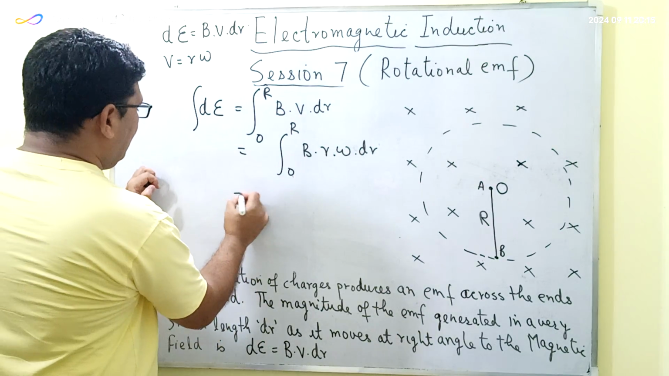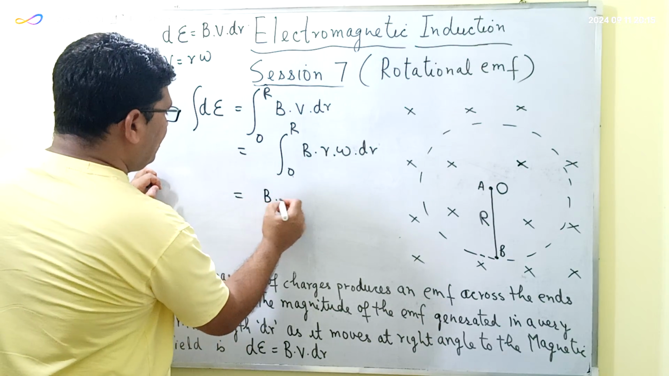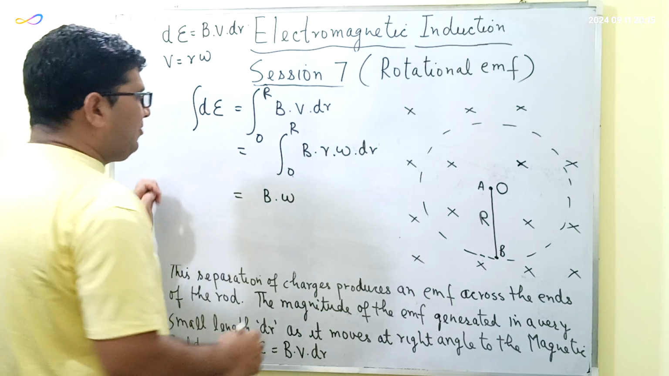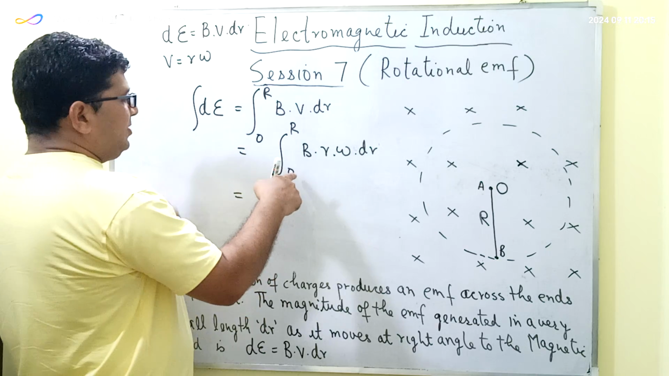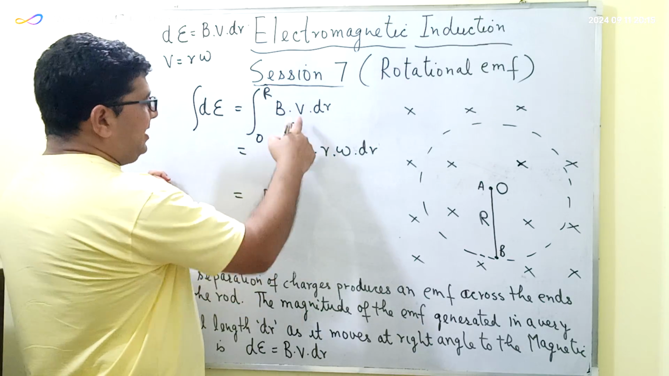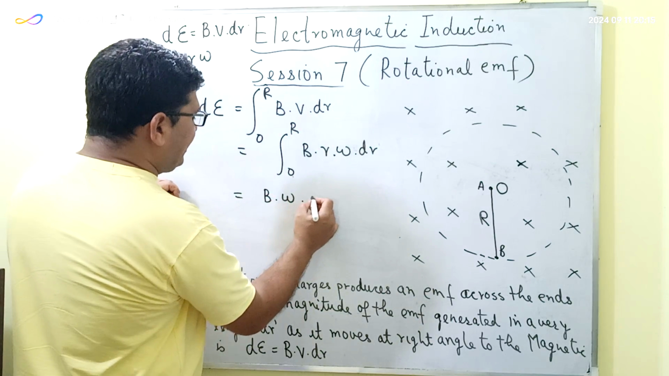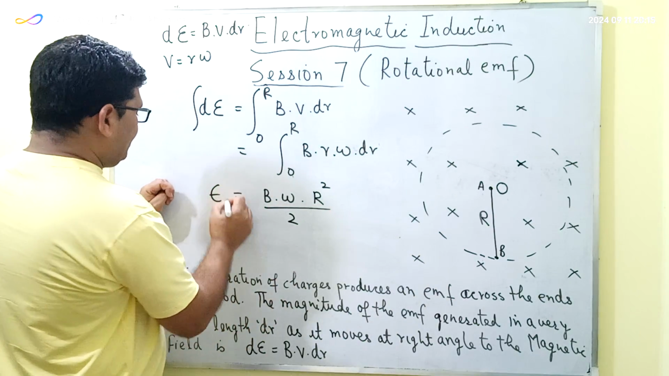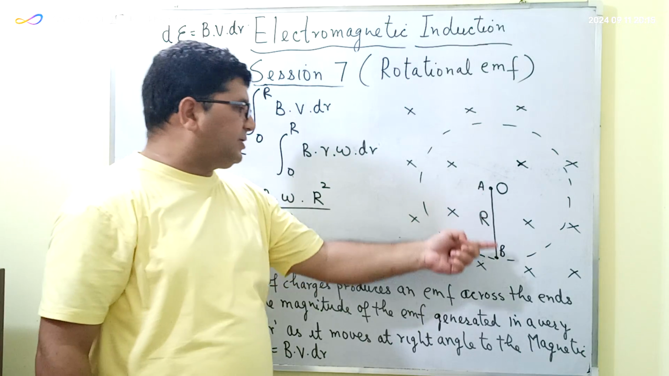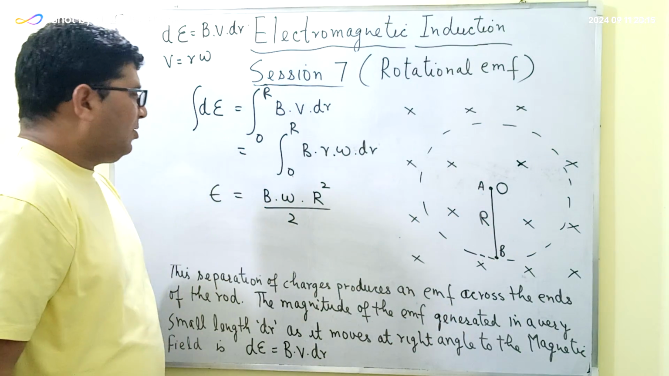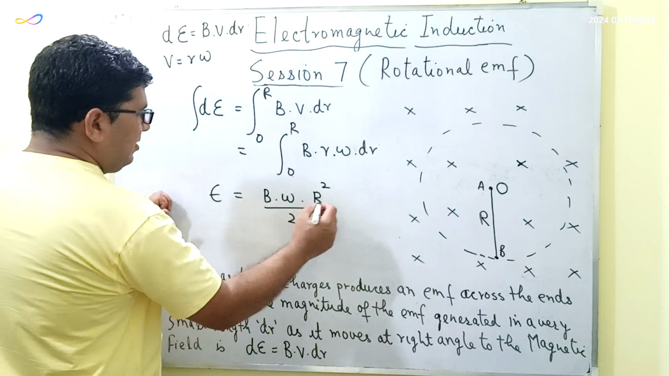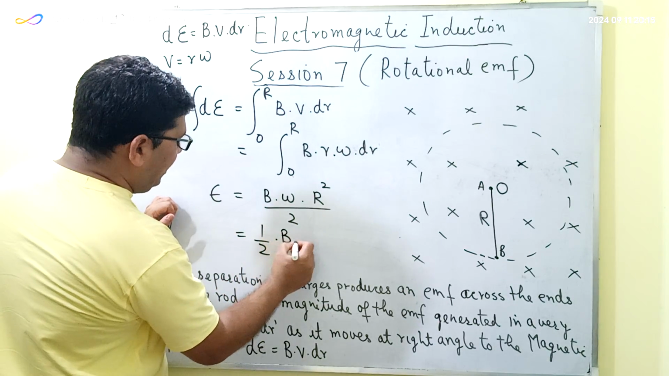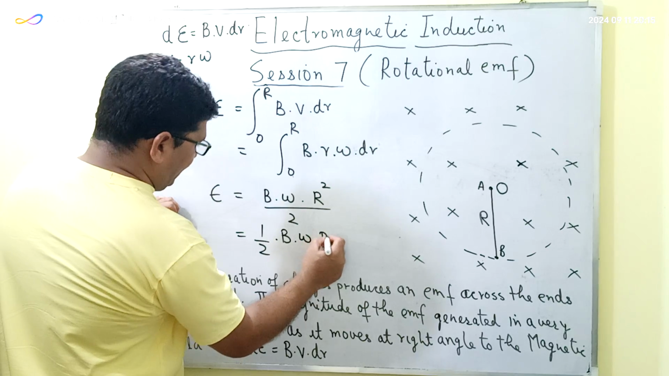Now this can be written as B omega, and the integration of R will be equal to R square by 2. So within the limits of 0 and this capital R, I will be finally getting the value as R square upon 2. So the total EMF which will be generated in this conductor AB of length R will be equal to 1 by 2 B into omega into R square.